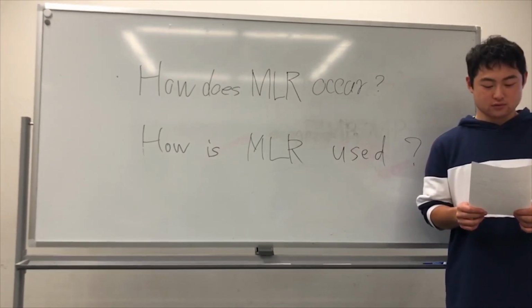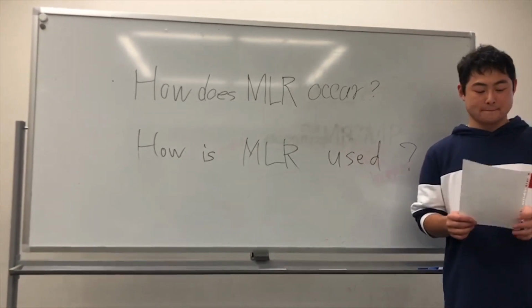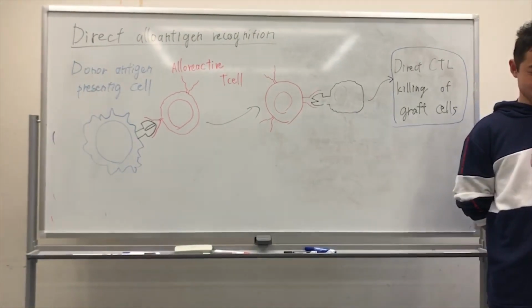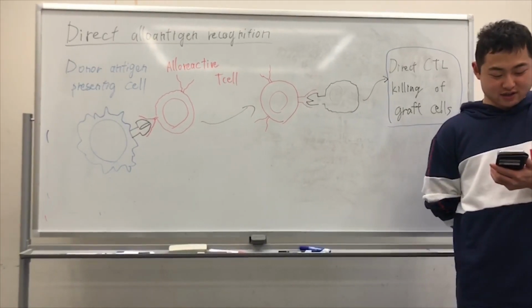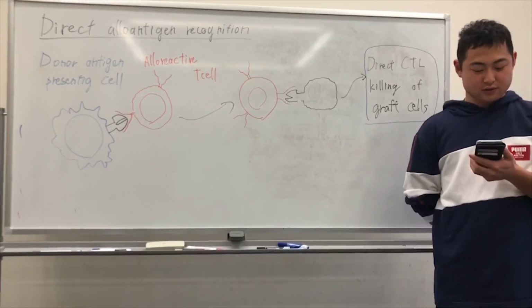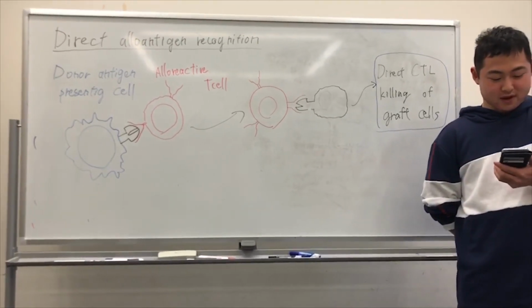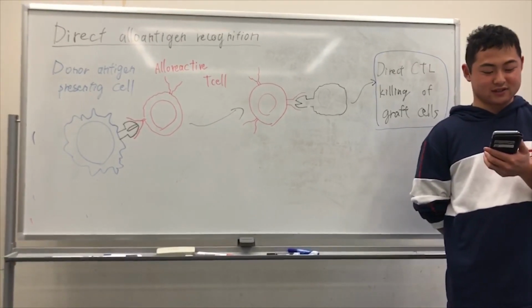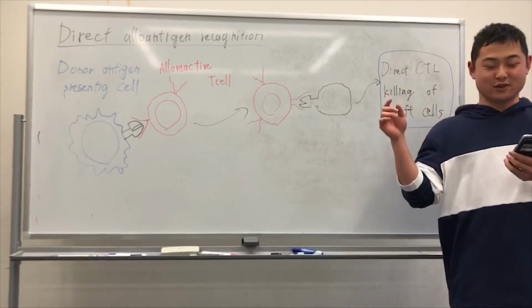First of all, I will talk about the mechanisms of graft rejections. MLR will occur if alloantigens are recognized. The most important alloantigen is allogeneic MHC molecules of a graft, which can be presented for recognition by the recipient's T cell in two different ways. That is direct or indirect.